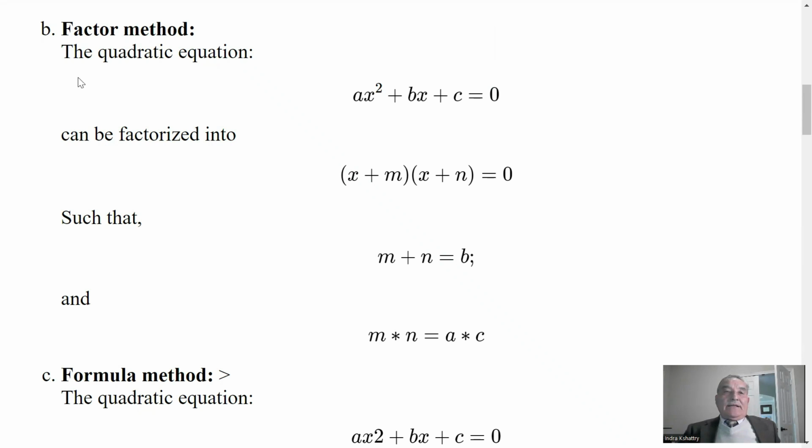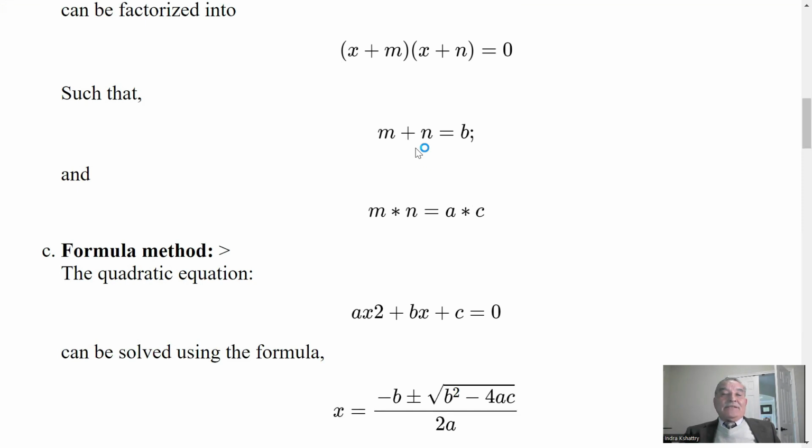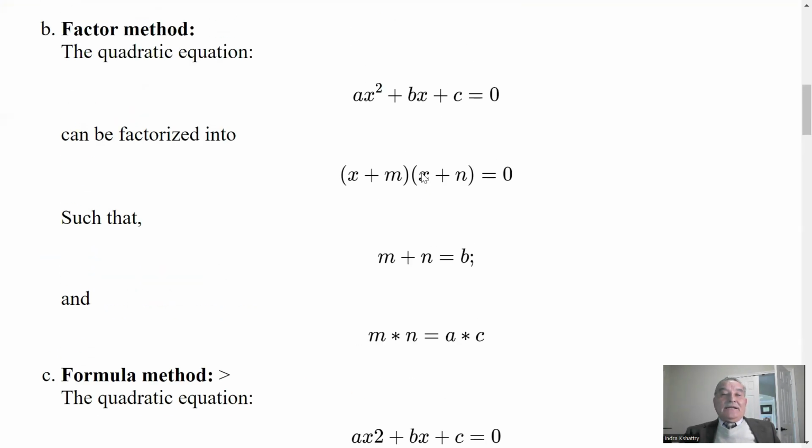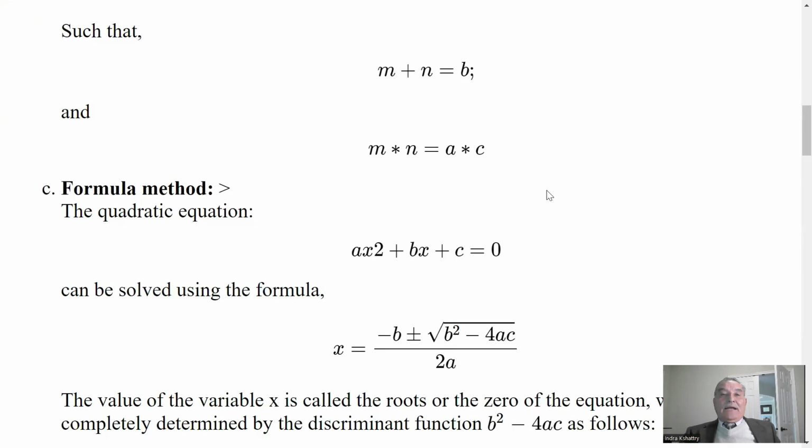Next method in the line is the factor method. Here is the quadratic equation ax squared plus bx plus c equals 0. We shall try to factor this equation using the factor method. For this, we shall try to find two real numbers m and n by hit and trial method that satisfy the condition m plus n equals b. That is, the sum of these two numbers equals the coefficient of x. And the product of these two numbers equals a times c.